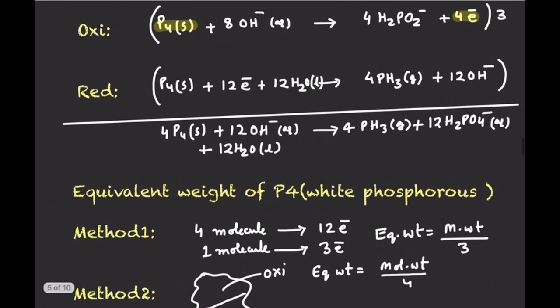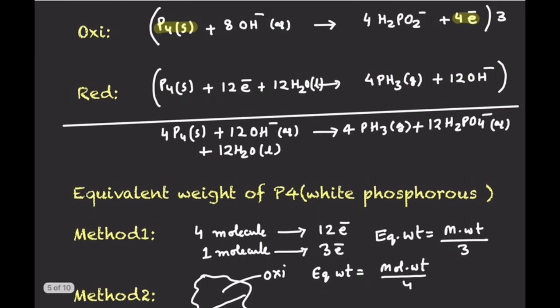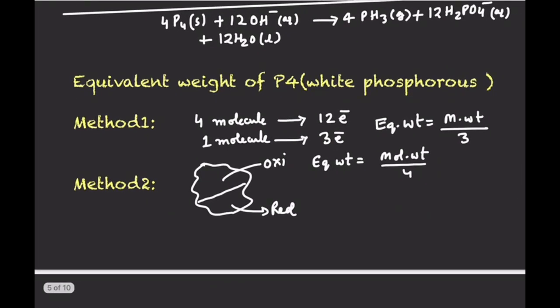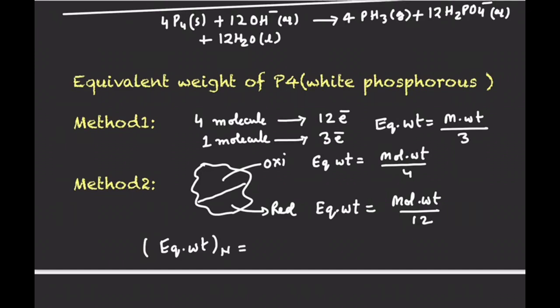In the same way we can calculate how many electrons are participating in the reduction reaction. We can see here that for one molecule 12 electrons are participating, so the equivalent weight of white phosphorus for the reduction reaction is equal to molecular weight divided by 12. If we want the net equivalent weight of white phosphorus participating in this reaction, we should add them. So we can take molecular weight divided by 4 common, which gives 1 plus 1 by 3. If we simplify, it is equal to molecular weight divided by 3. So we get the same answer by the first method as well as the second method.